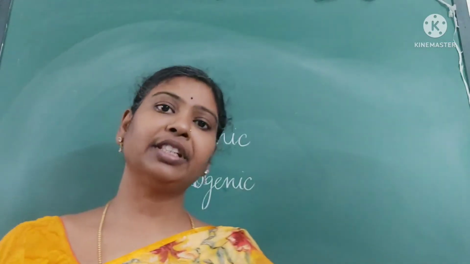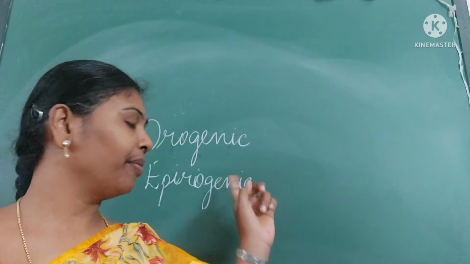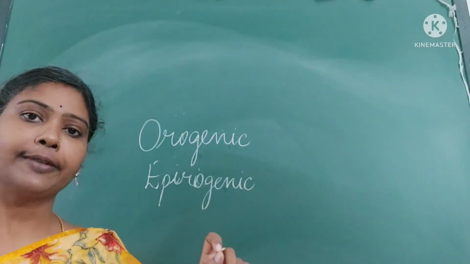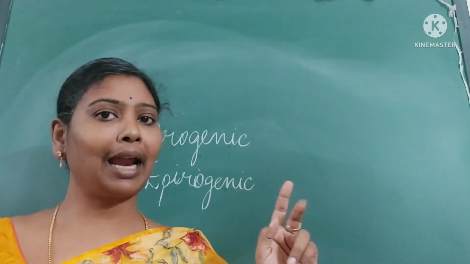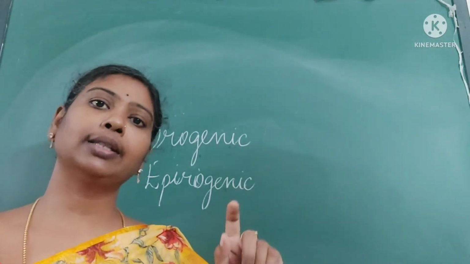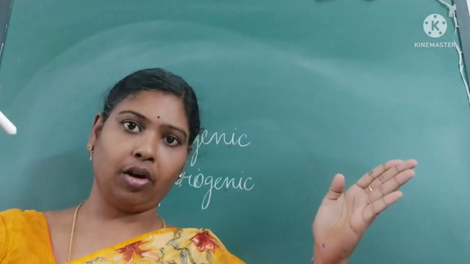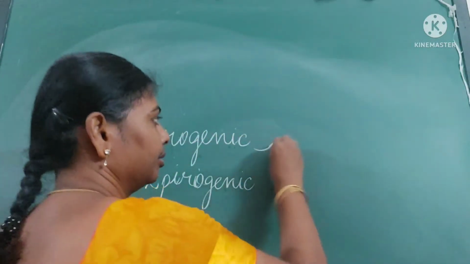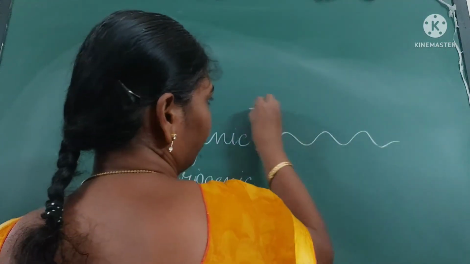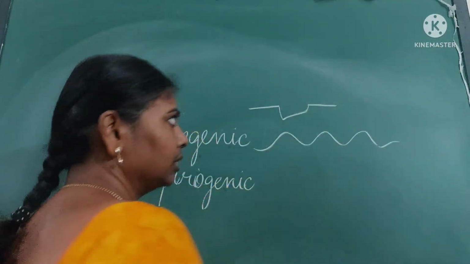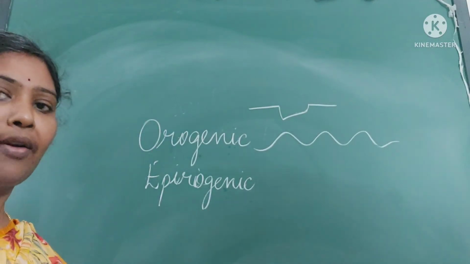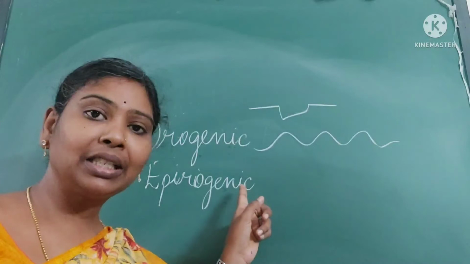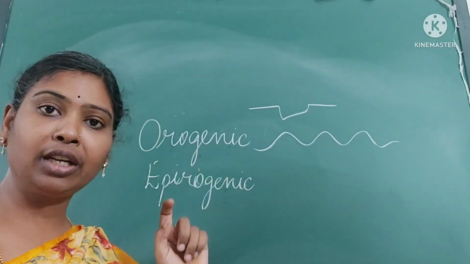Both these movements help in the formation of landforms. The basic difference between orogenic movements and epirogenic movements is that orogenic movements create folds and faults because they are horizontal movements, and epirogenic movements are much slower than orogenic movements.